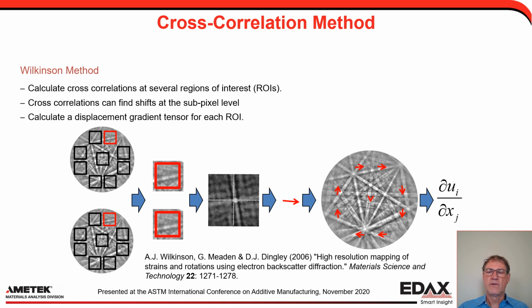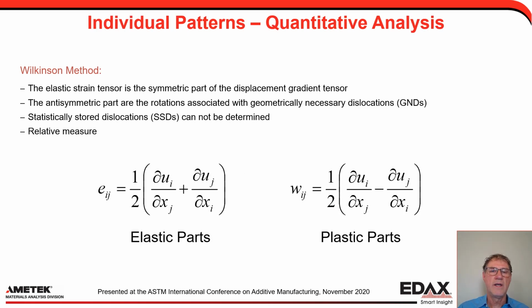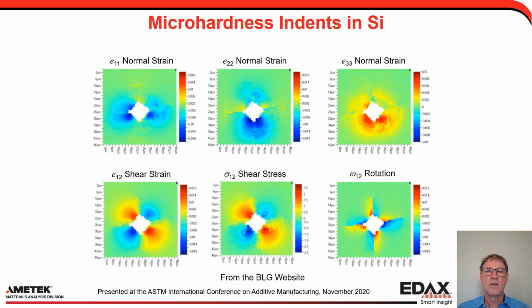And from that, then you can reconstruct a displacement gradient tensor. And you can do that actually for each ROI, but then combine them together into one, and then start to look at the elastic parts of that tensor and the plastic parts. And so you can start to measure the elastic strain, and from that derive the elastic stress. It's a relative measure because you have to have a strain-free pattern or compare two patterns and see what the difference is between the two to get an idea of the stress and strain within the material. Although work is going on using simulated patterns as well to try to extend this method.